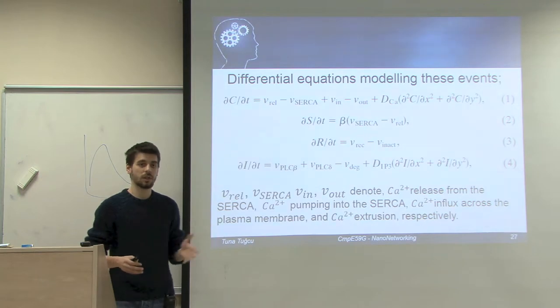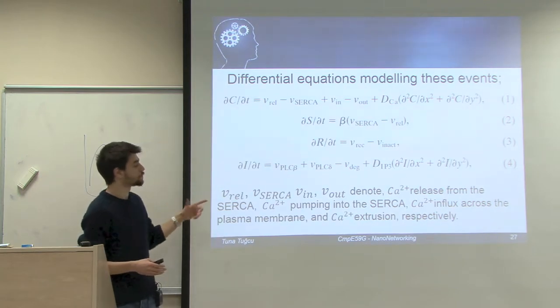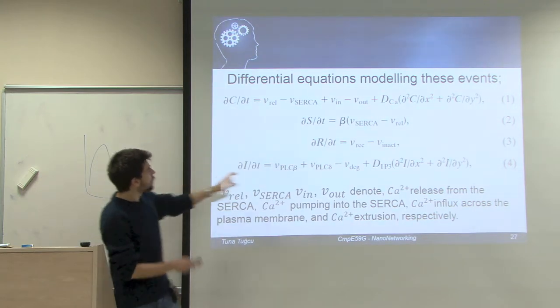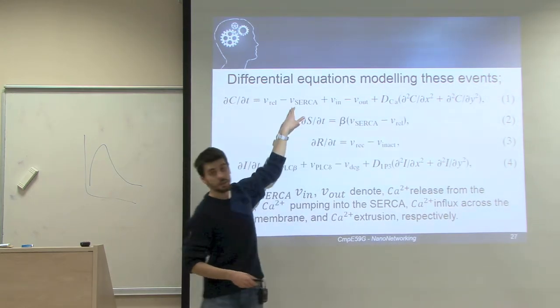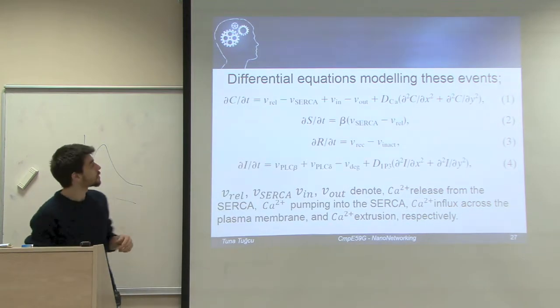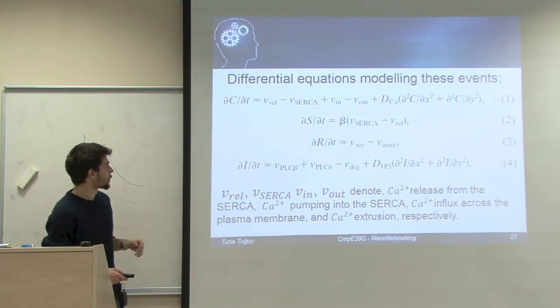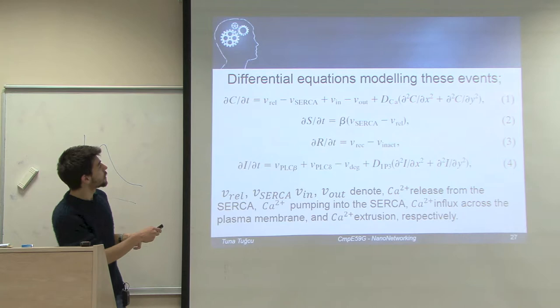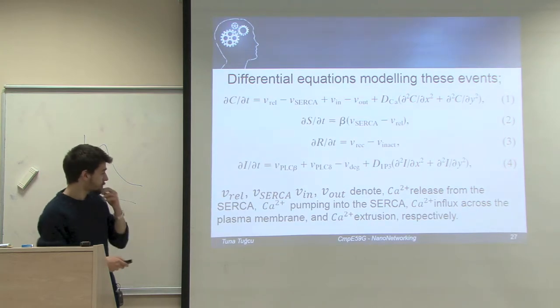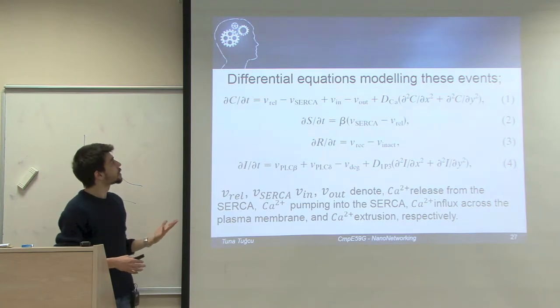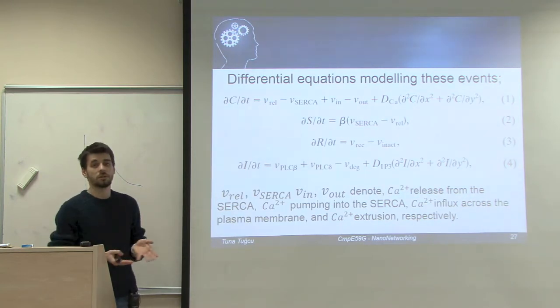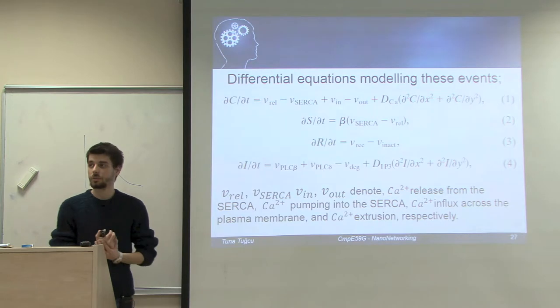In fact, it's like 20 times in the size, in the volume. So you have V serca minus VREL here, you have VREL minus V serca here. Please notice the sign. And the last ones are V in and V out. These are the calcium influx and calcium extrusion through the plasma membrane, through the outer membrane. And they're not very important, actually.